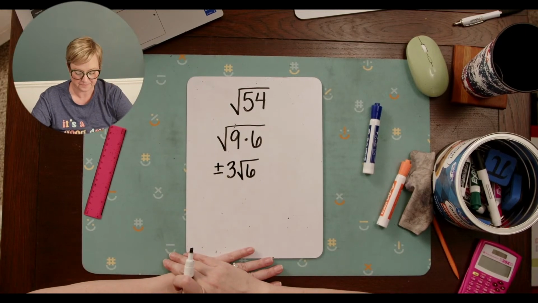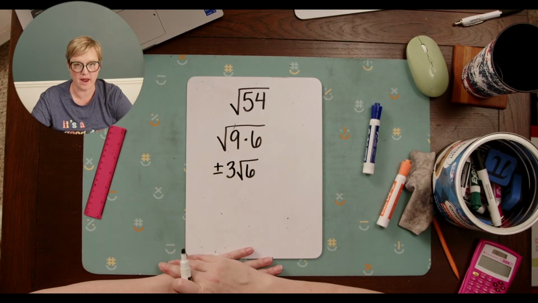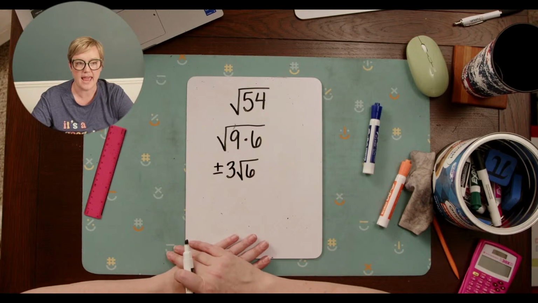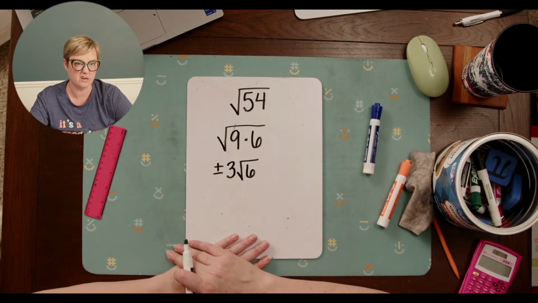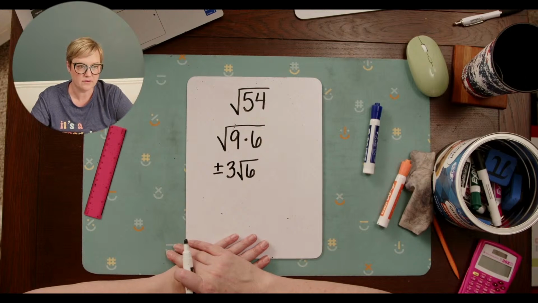Okay. So that's how you simplify radicals, is you look at the factors and look at any factors that are perfect squares. That's what you're going to be looking for with those. Okay. All right.